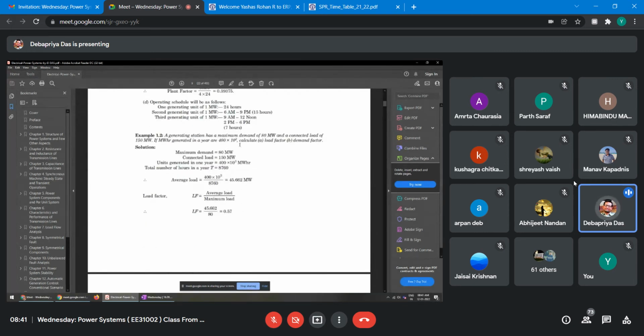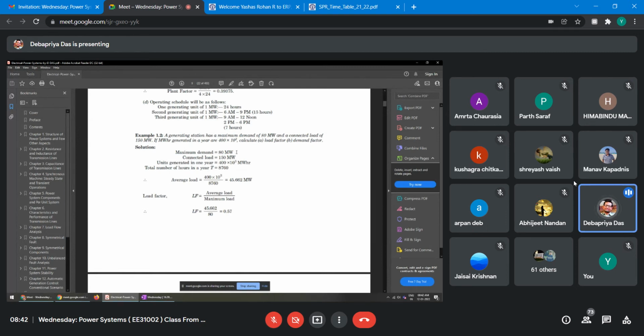A generating station has a maximum demand of 80 megawatt and a connected load of 150 megawatt. If the megawatt hours generated in a year, that is the energy generated, is 400 into 10 to the power 3, that is 4 lakh megawatt hour, calculate the load factor and demand factor, these two.